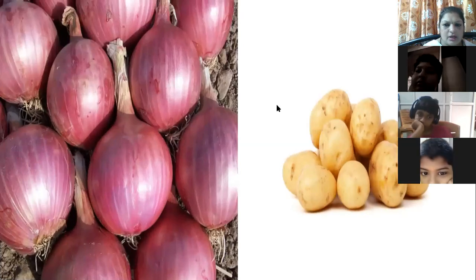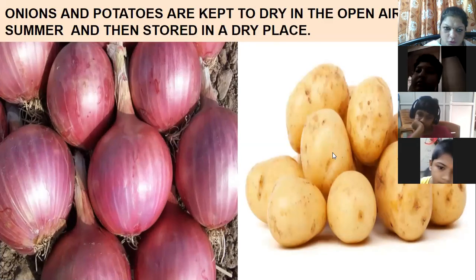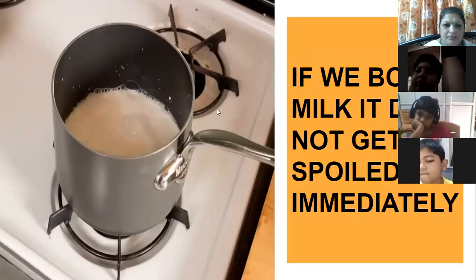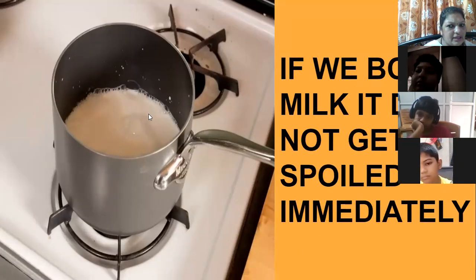Your onions or potatoes, if you want to store them, first they should be kept in the open air in summer season, and then you can store them. Similarly, you should always boil the milk to avoid spoiling of the milk. It does not get spoiled immediately when you boil the milk.